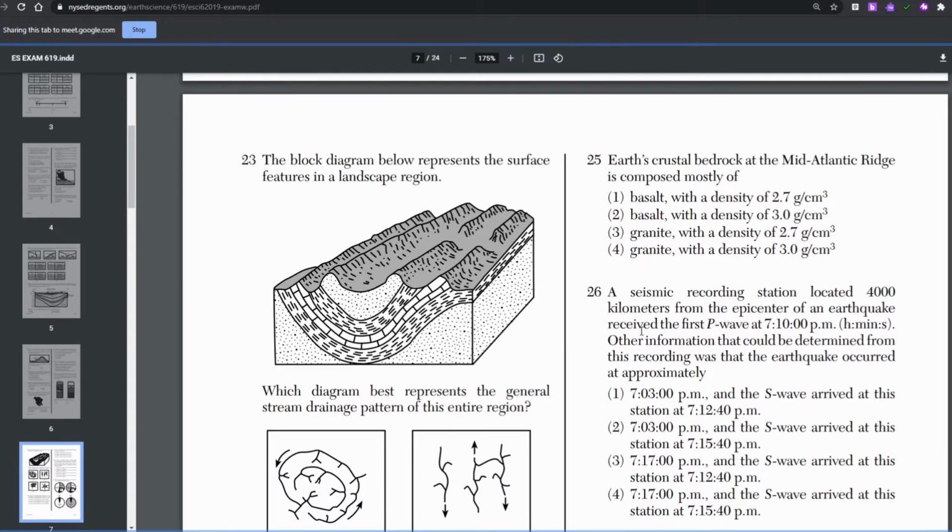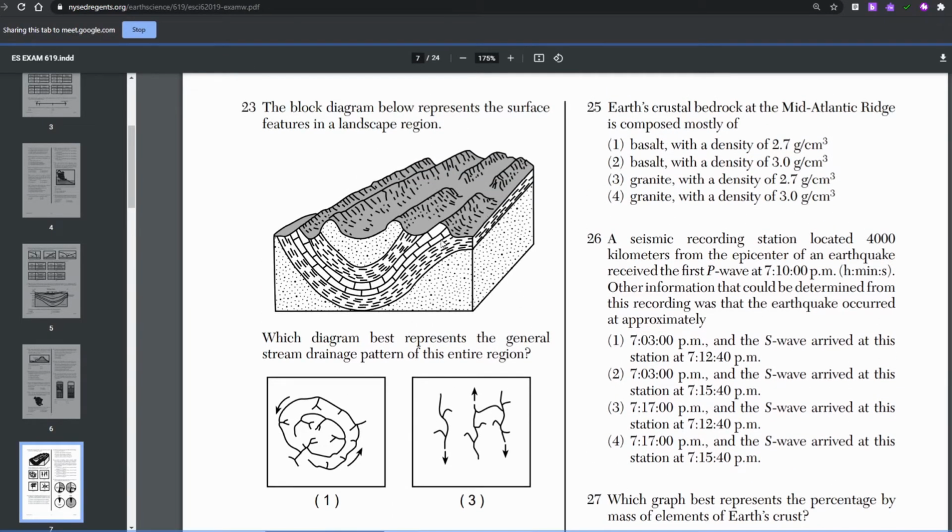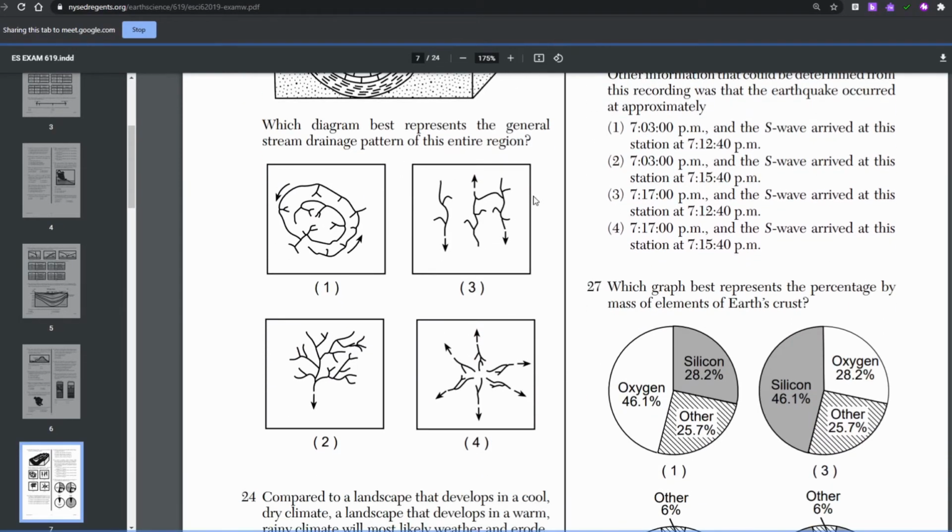All right, 23. The block diagram below represents surface features in a landscape region. Which diagram best represents the general stream drainage pattern of this entire region? Okay, so we had some folding going on, and we have some hills here, and water's obviously going to be going down those, and they're going to be piling up and rolling away as rivers. The answer would have to be 3.